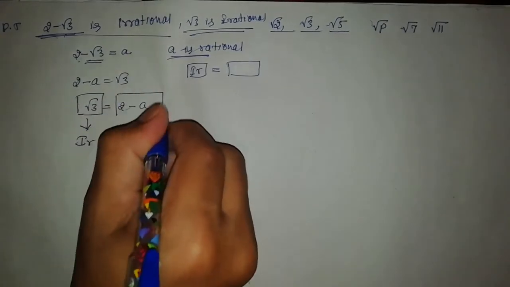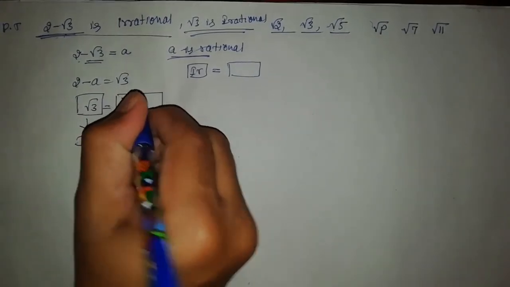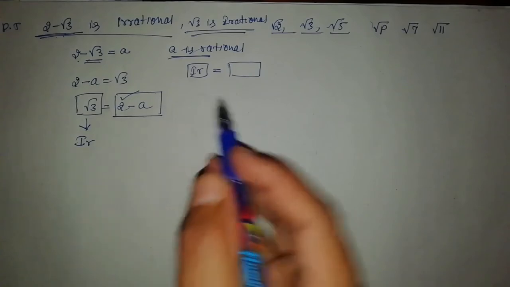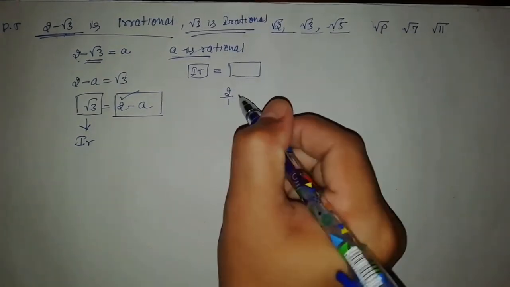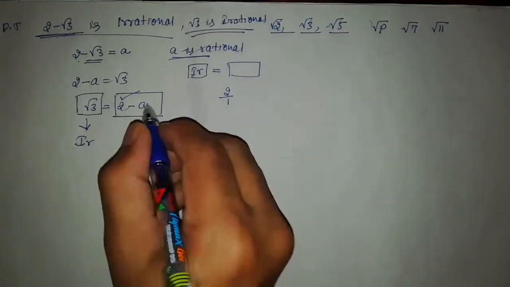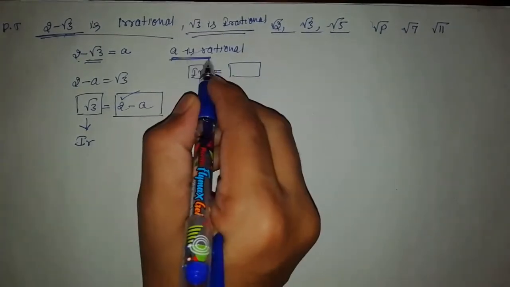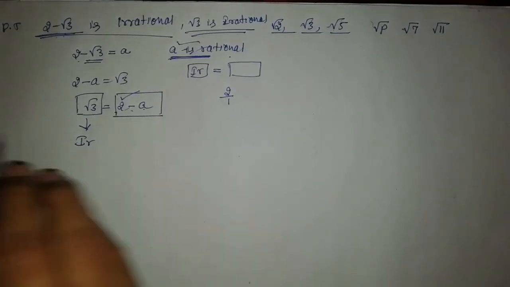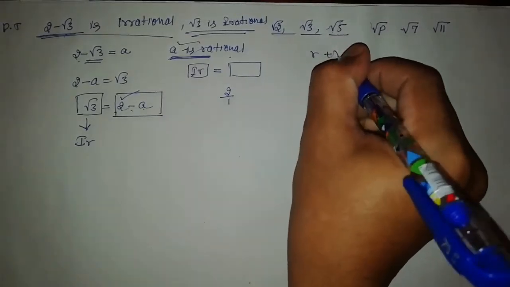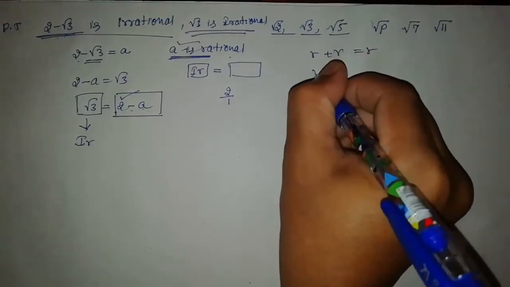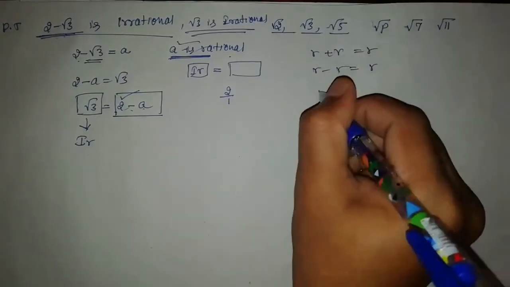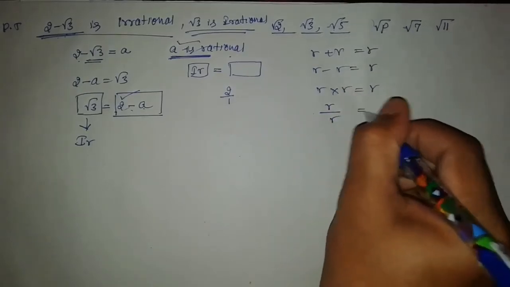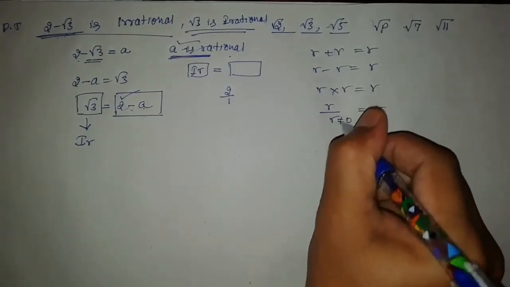And if you look at the right side, 2 is what type of number? Rational. You know this one. 2 is a rational number because it can be written in the form of p by q, 2 by 1. And a is also what type of number? Rational. Rational minus rational is always rational. Remember, rational plus rational is equal to rational. Rational minus rational is equal to rational. Rational into rational is equal to rational. Rational divided by rational is always rational, provided the denominator should not be equal to 0.